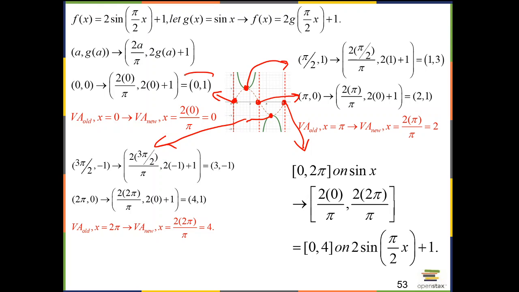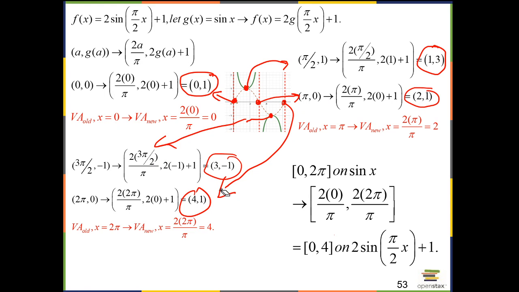So this first one gets transferred to that one. The second one gets transferred to 1, 3. That one gets transferred to 2, 1. This one gets transferred to 3, negative 1. And the last one transfers to 4, 1. Oops, it is here actually, not there. 4, 1. Okay? So those 5 points, we know where they are.